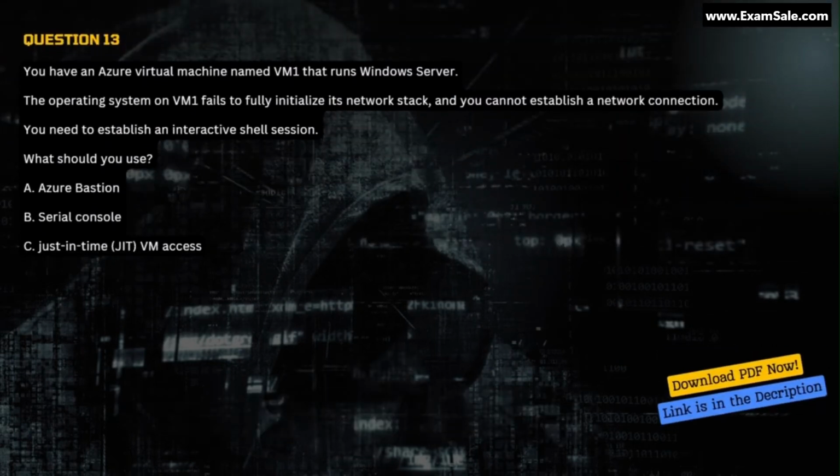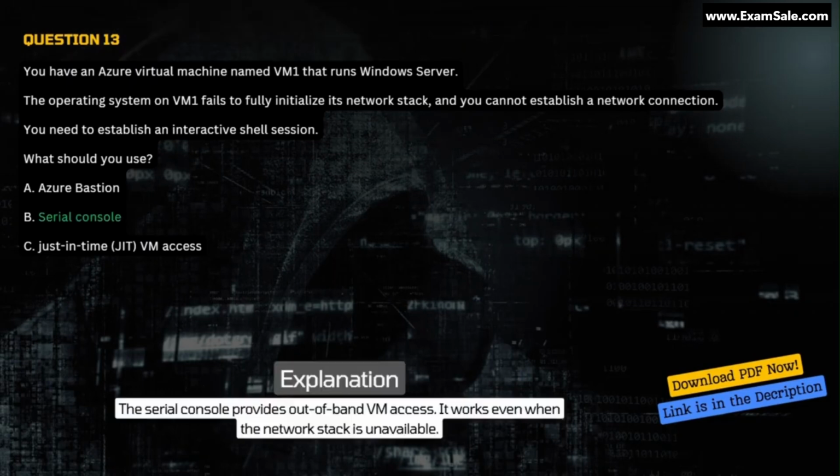Question 13. You have an Azure virtual machine named VM1 that runs Windows Server. The operating system on VM1 fails to fully initialize its network stack, and you cannot establish a network connection. You need to establish an interactive shell session. What should you use? A. Azure Bastion. B. Serial Console. C. Just-in-time, JIT, VM Access. Correct answer B. Serial Console. Explanation. The Serial Console provides out-of-band VM access. It works even when the network stack is unavailable.